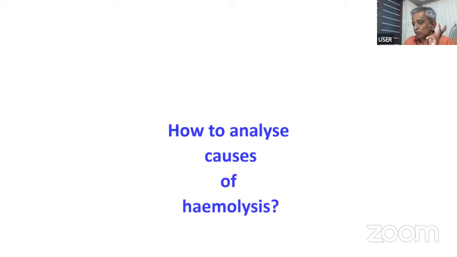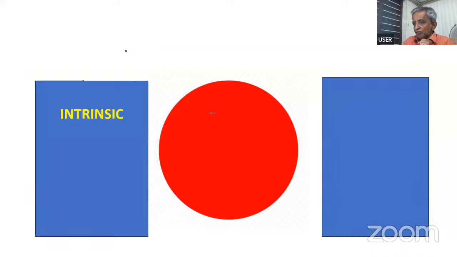And how to analyze the cause of hemolysis? For that, you have to enlist the causes of hemolysis. An easy way of identifying or enumerating the conditions is to take the RBC into account. The factors may be within the RBC or outside the RBC, and therefore you call it intrinsic or extrinsic. Intrinsic can also be called corpuscular. Extrinsic can be called extracorpuscular.